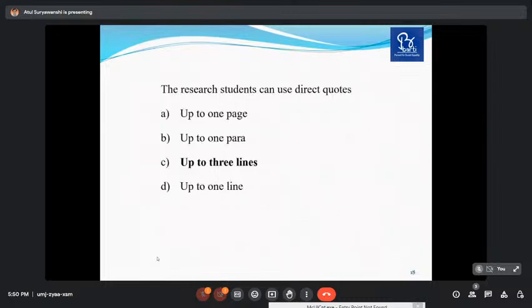The next slide here in the series, research students can use a direct quote up to how many lines? Up to 1 page, 1 para, 3 lines, 1 line only. And the exact answer is up to 3 lines. A research student can use direct quotations in the paragraph up to 3 lines. We have to use parentheses for that.